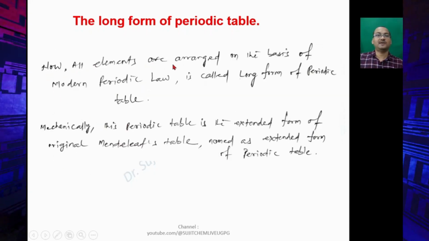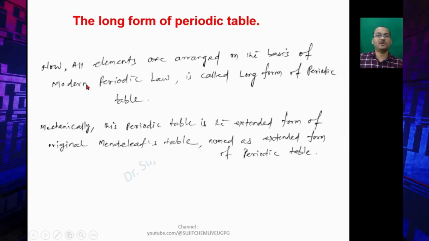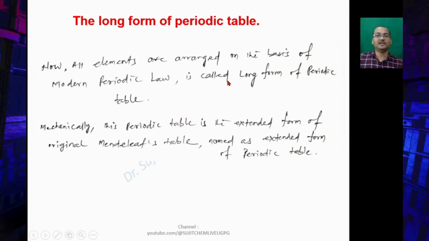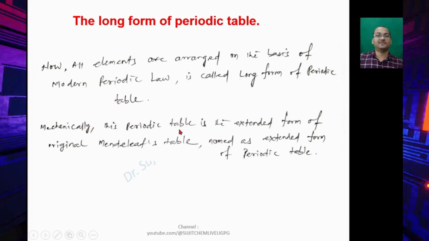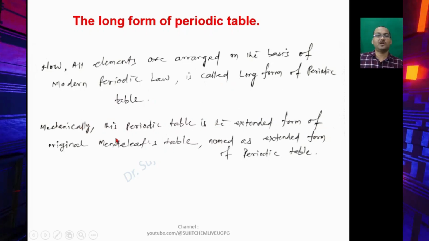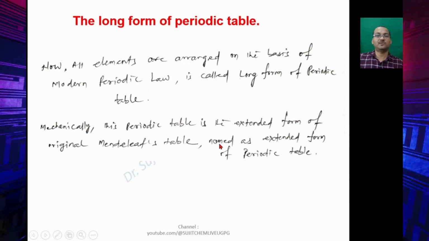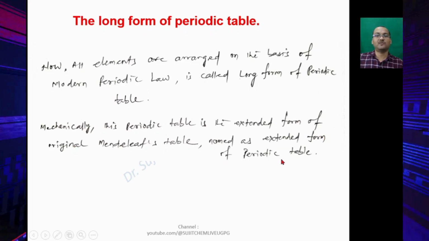Now all elements are arranged on the basis of the modern periodic law and it is called the long form of periodic table. Mechanically, this periodic table is the extended form of the original Mendeleev's table, named as the extended form of periodic table.